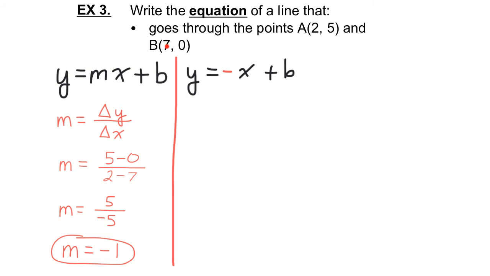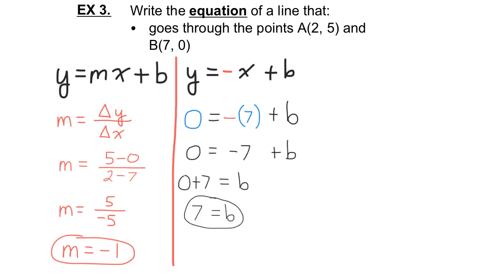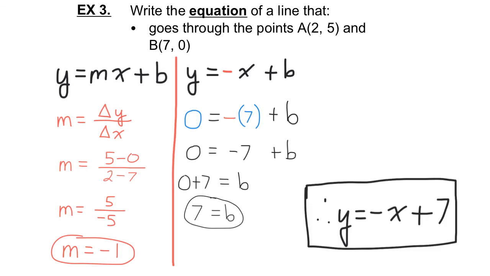Or you can choose x is 7 and y is 0. And you can follow that through and solve for b. It doesn't matter which point you substitute into your equation. All that matters is that you pick one of these points that is actually on your line. So I'm going to pick x is 7, y is 0. This is my equation. Now I can solve, and I end up with my answer for b. So now that I have m and b, I can write the equation of my line. It's y equals negative x plus 7.